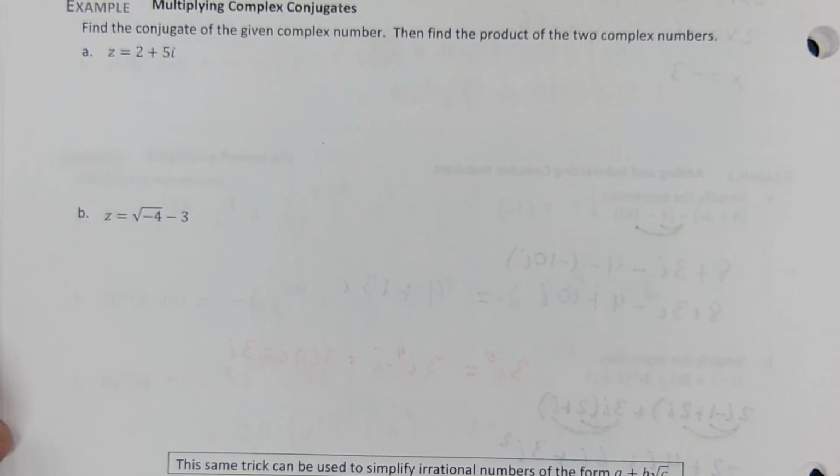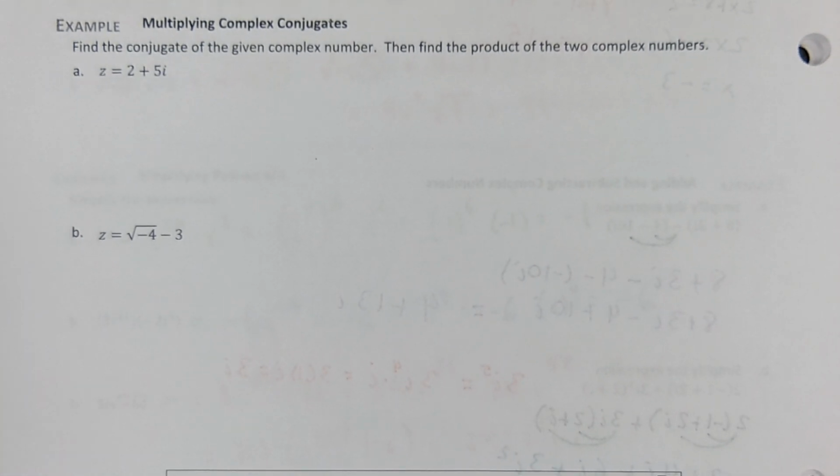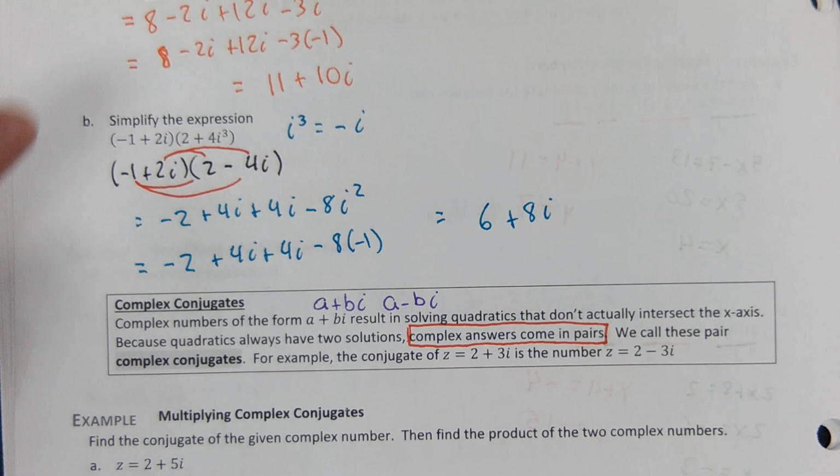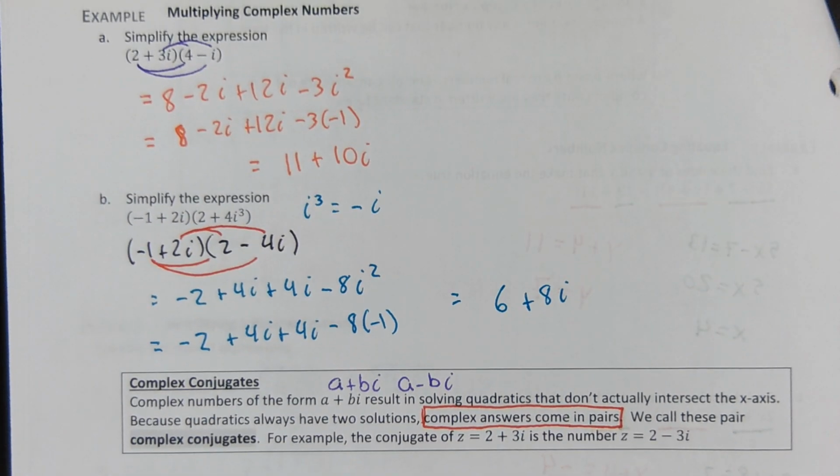So for these examples, we're going to first find our complex conjugate, and then once we have it, we will find the product of our 2 complex conjugates. That'll give us an opportunity to review what we did yesterday, which was multiply complex numbers.